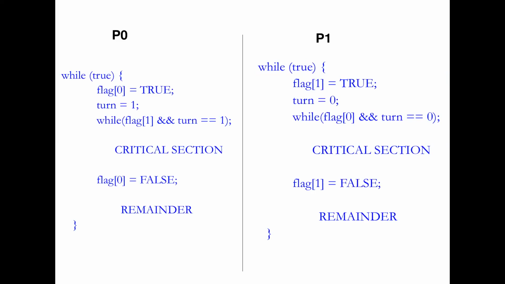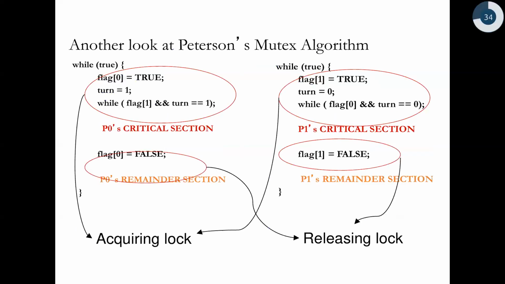Before we break it down, let's also clarify one more time. The first part is acquiring the lock: flag[0] equals true, turn equals 1, and the while loop. That is acquiring the lock. It's the entry section. And the exit section, the releasing of the lock, is when we set flag to false. So that's relatively simple, right? Okay.